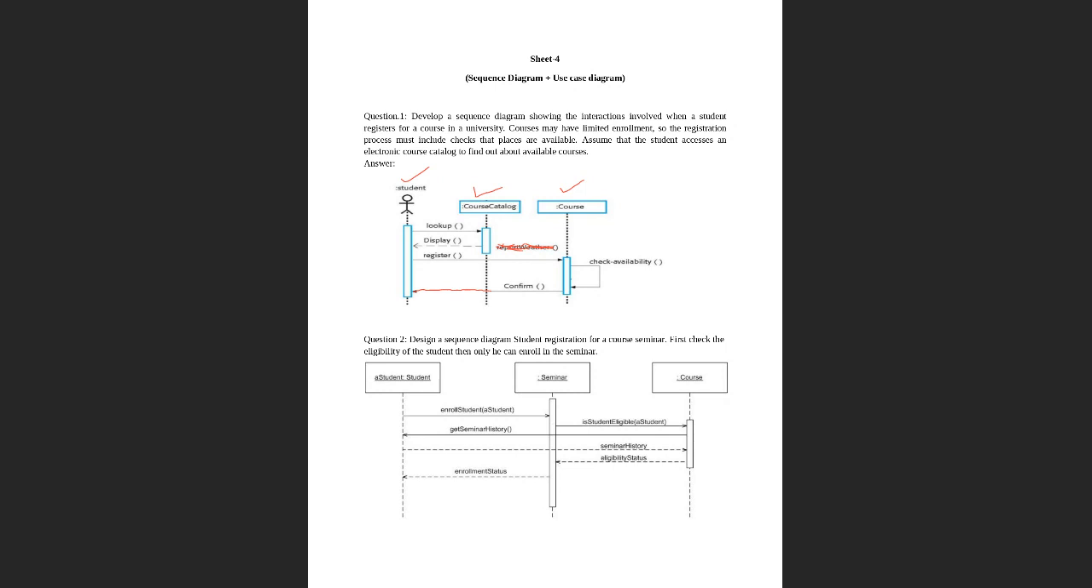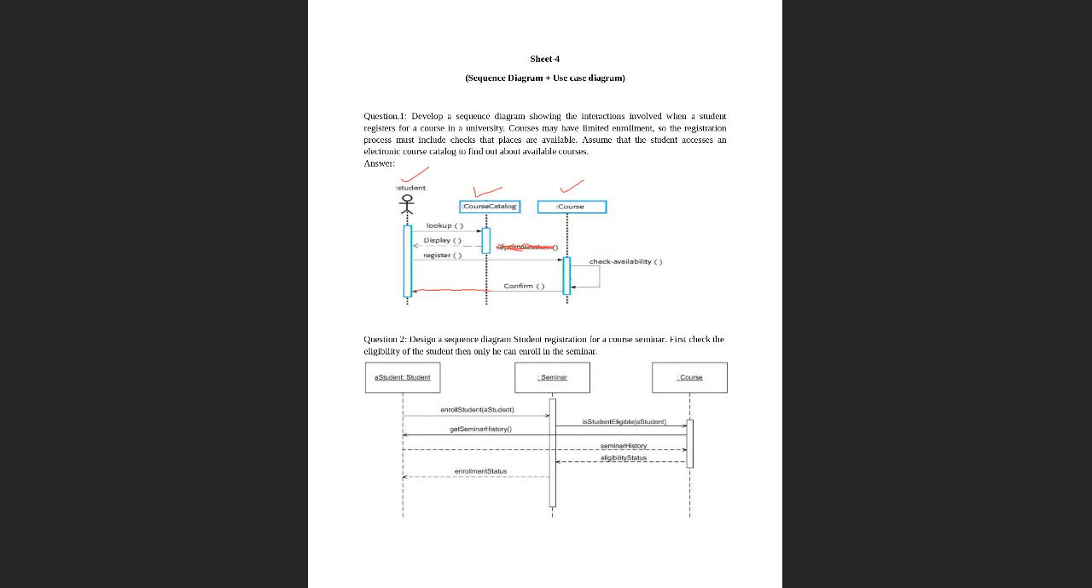Problem one is very simple. The student sends a lookup message to register for a course. The course catalog will display all the courses. Then the student selects a particular course and registers with that course. The course object checks the availability. If it is available, it will give the student a chance to register. So let's go for problem number 2 now.